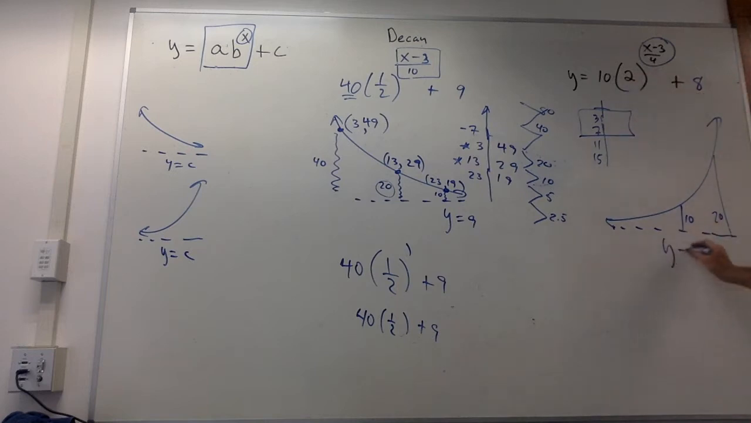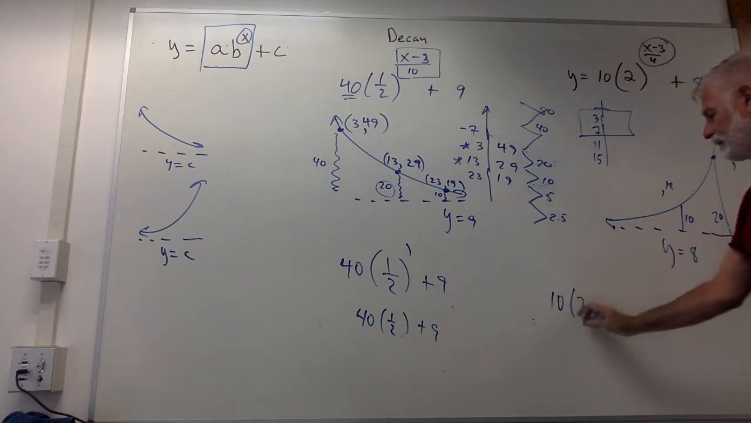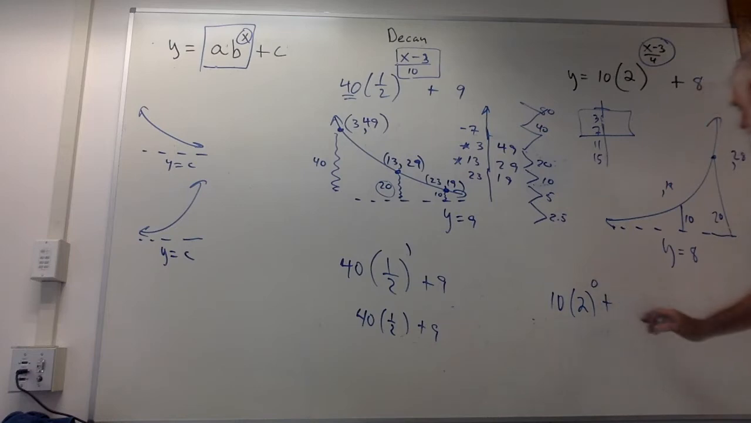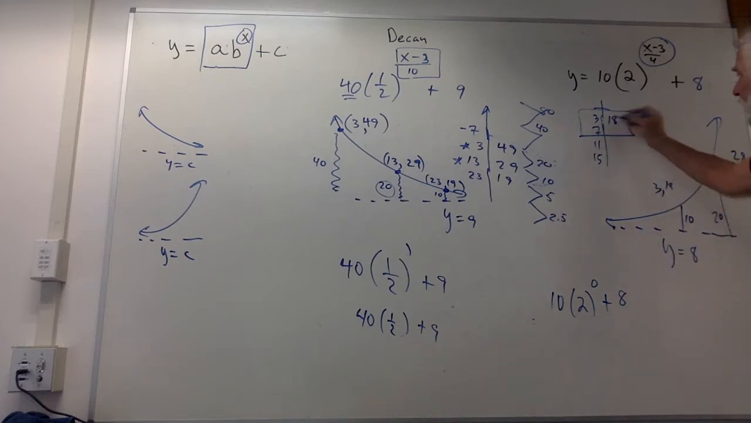Oh, I forgot to write y equals 8. I probably should do that very first thing. And that's going to get me 18. And that's going to get me 8 and 20, 28. Provided I use the right numbers, 3 and 7. So I put a 3 in. That gives me 10. 2 to the 0 plus 8. 2 to the 0 is 1. 10 plus 8. Oh, yeah, 18. When I put in a 3, 18.